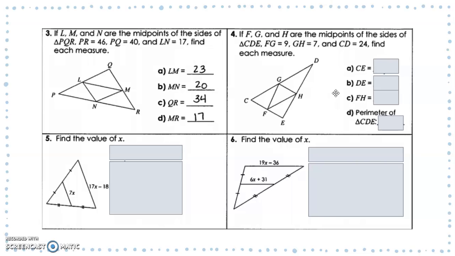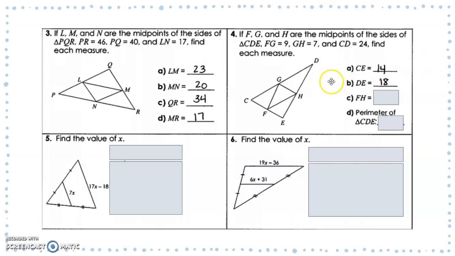Number 4, we're doing that same process. They gave us some different side lengths, and we're going to use that to find the midsegment or the segment of a triangle. So starting with FG, they told me that FG is 9. Well, I can use FG to find ED, and I'm going to double that because FG is my midsegment. So double 9 is 18. Then they told me that GH is 7. I can use GH to find CE by doubling it. So that means that CE is going to be 14.